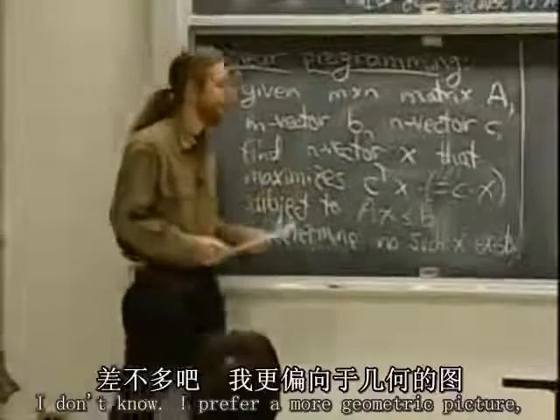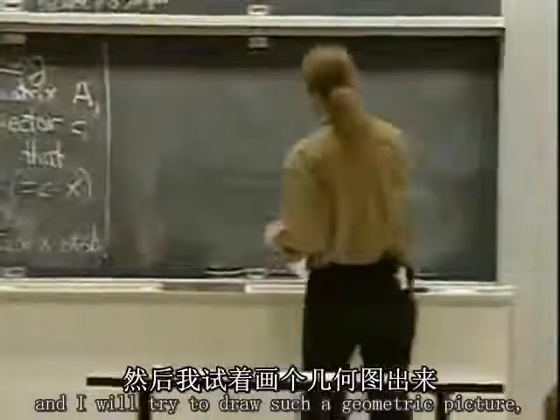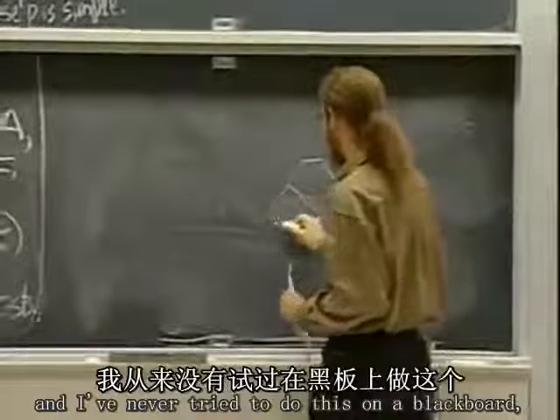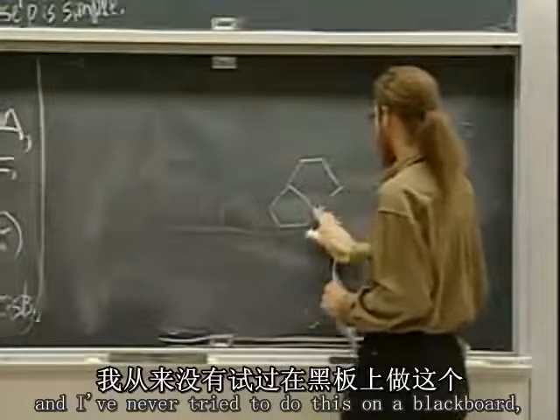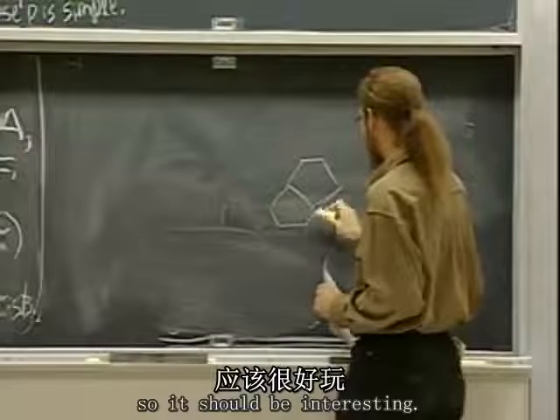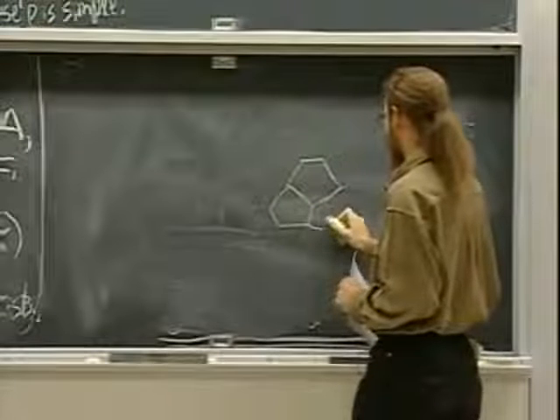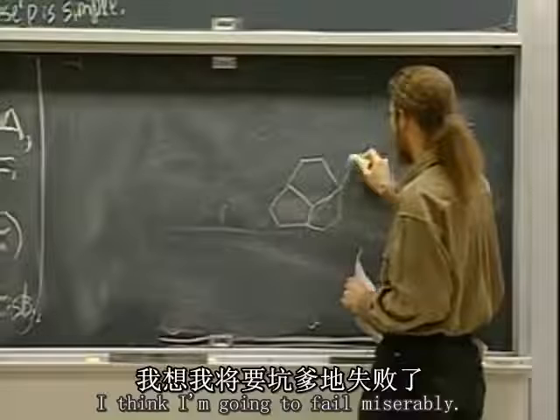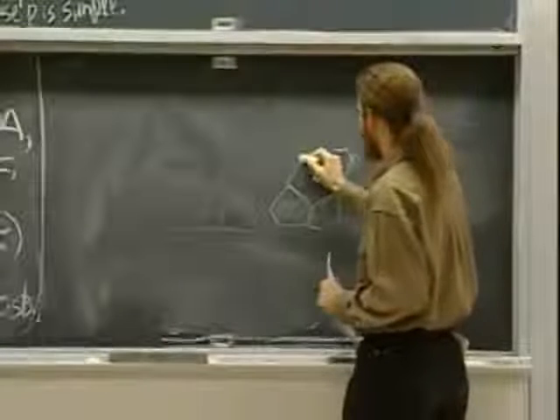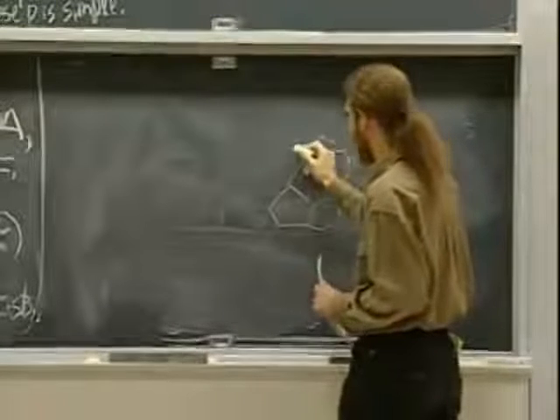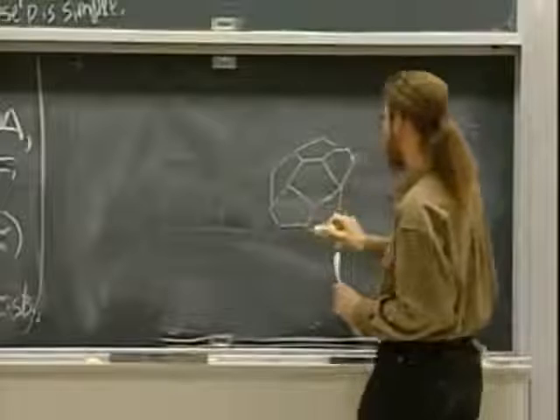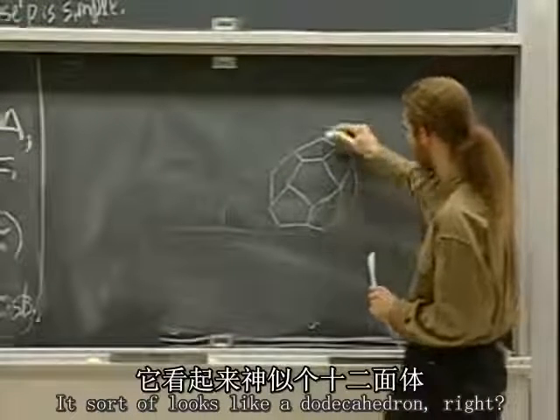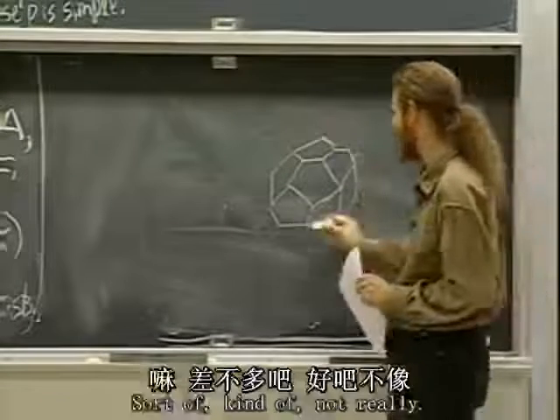I don't know. I prefer a more geometric picture, and I will try to draw such a geometric picture, and I've never tried to do this on a blackboard, so it should be interesting. I think I'm going to fail miserably. Sort of looks like a dodecahedron, right? Sort of, kind of, not really. A bit rough on the bottom.